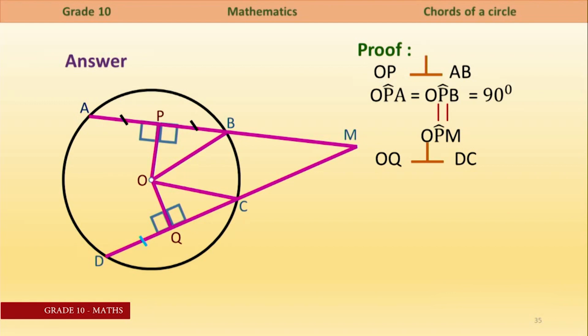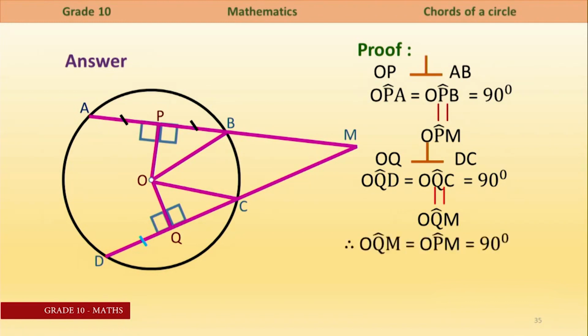Same thing for the other side. OQ perpendicular to DC means angle OQD and angle OQC equal 90 degrees. Instead of OQC, you can put OQM. Why? D, Q, C, M are points on the same straight line. The chord DC has already been produced until meeting the point M. Then using these, we get OQM and OPM, and they are equal to 90 degrees.